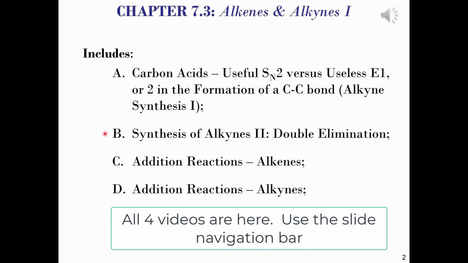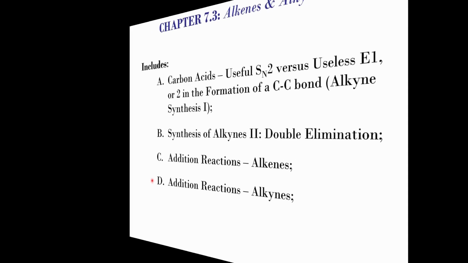In video 2 we'll continue two themes. One is another synthetic route towards alkynes. This involves a double elimination of an alkyl halide substrate. And lastly, in videos 3 and 4 we will consider the first set of addition reactions, hydrogenation, which will be applied to alkenes, that's video 3, and then alkynes in the last video, that's video 4.